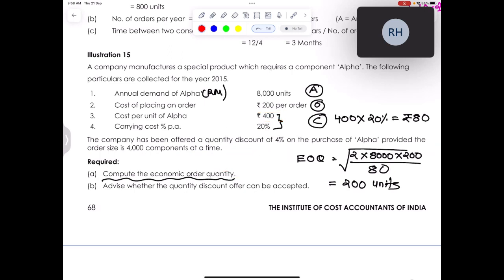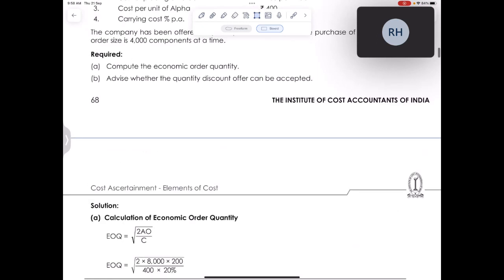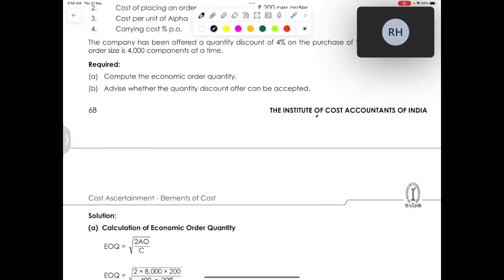Okay, so now the question I've asked is whether the quantity discount should be accepted or not. तो चलिए बेटा वापस से अपने को वही स्टेटमेंट बनाना पड़ेगा. EOQ और ROQ.